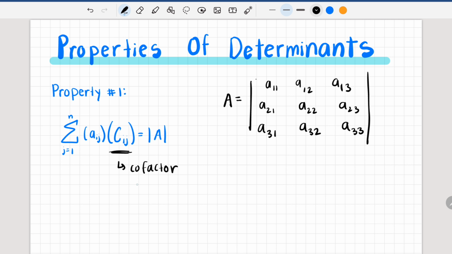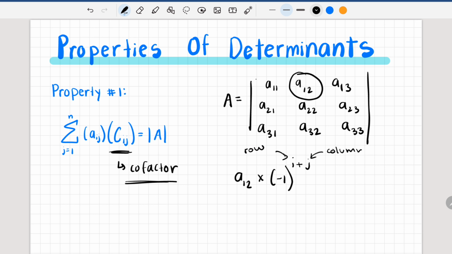Alright, so now we have our matrix. Let's see the general formula of finding a cofactor. Let's say we want to find the cofactor of this term right now. So finding the cofactor of A12, we're going to take that term and multiply it by negative 1 to the power of I plus J. I plus J is basically saying the row and the column, right? J is always the column, I is always the row. That is the notation we use when we're dealing with determinants and matrices.